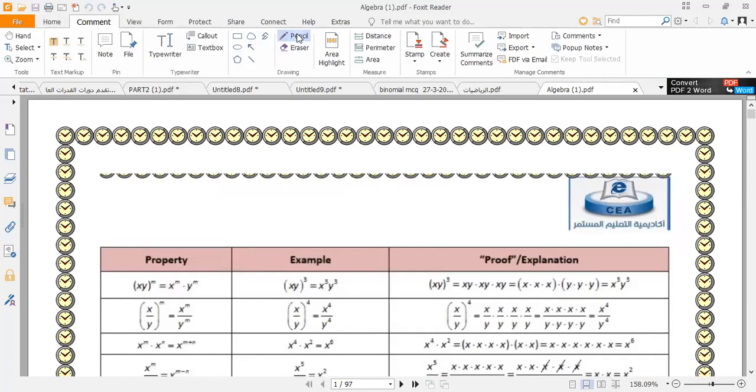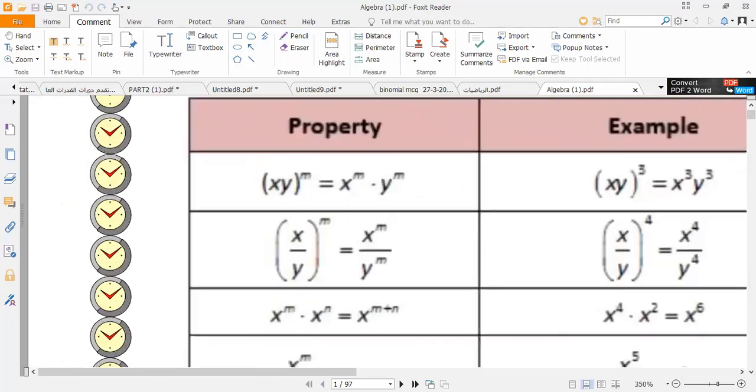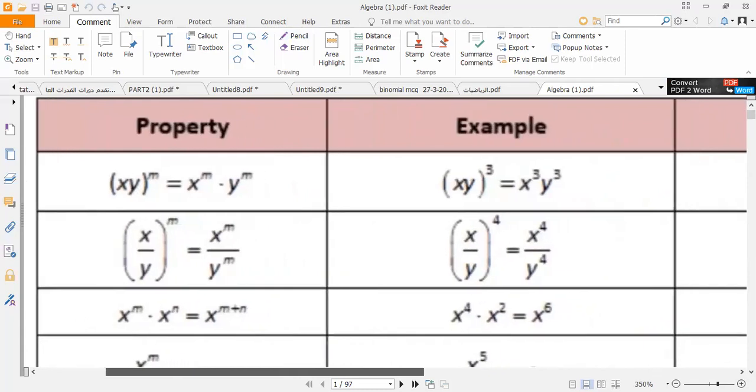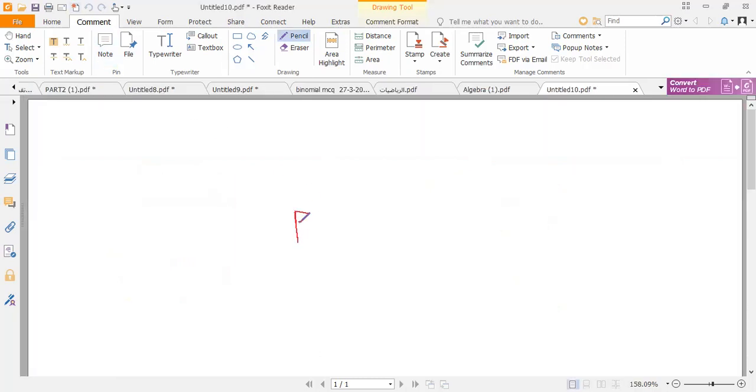Yeah, okay, good. Now let us see here, this is the part of algebra. We have to work on the exponent. Do you remember this form from before, when I write the value of x to the power of 3 times y to the power of 3? Any exponent has two parts: the base and the power.